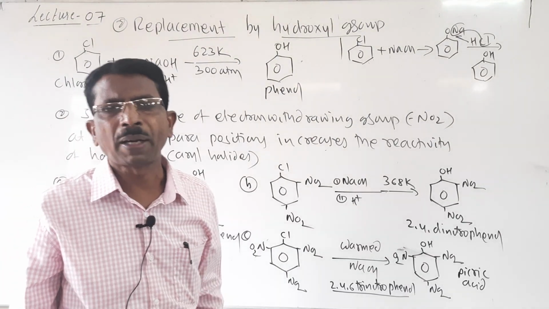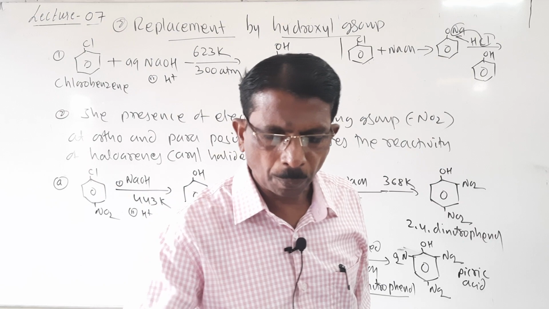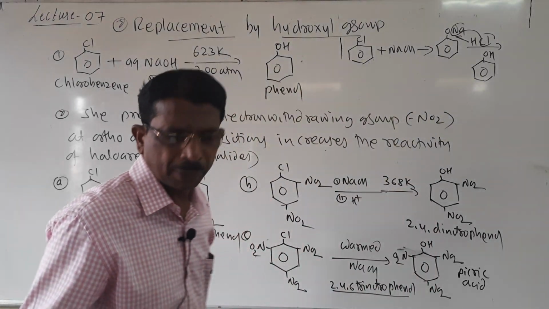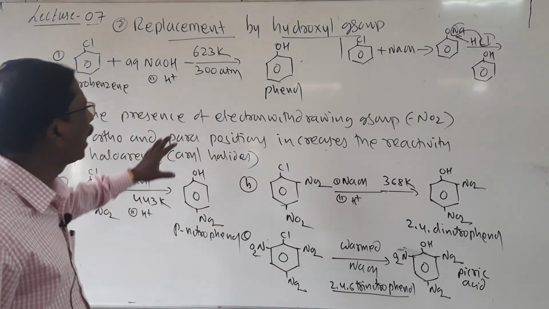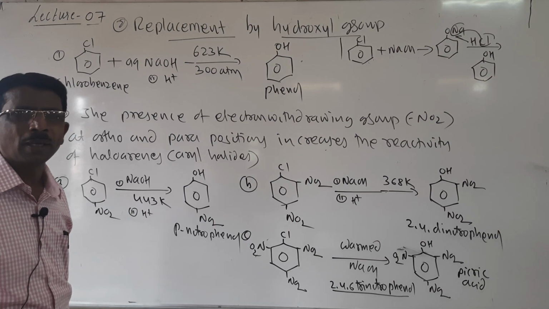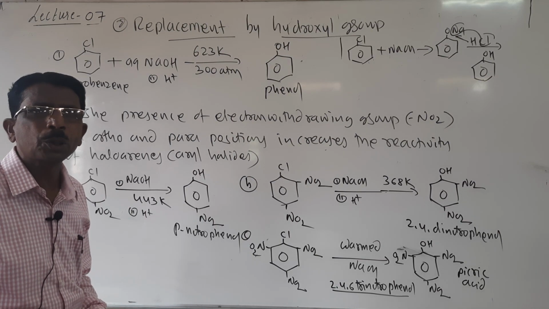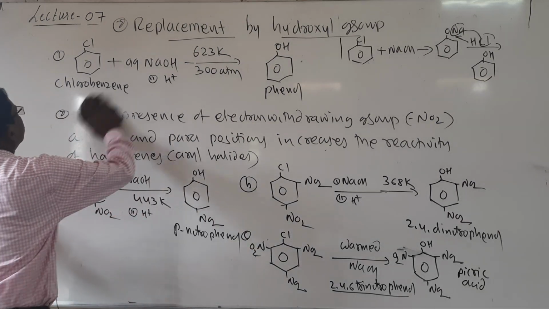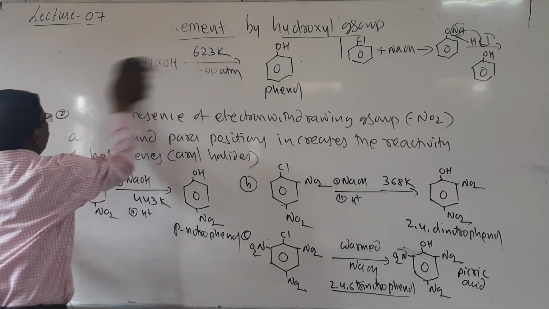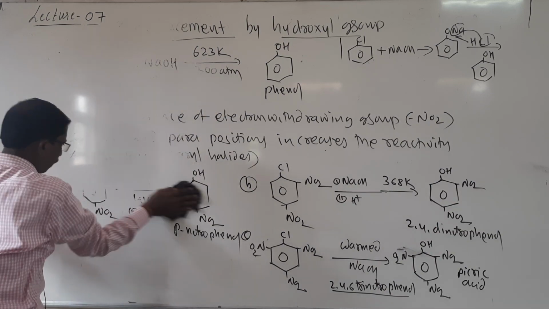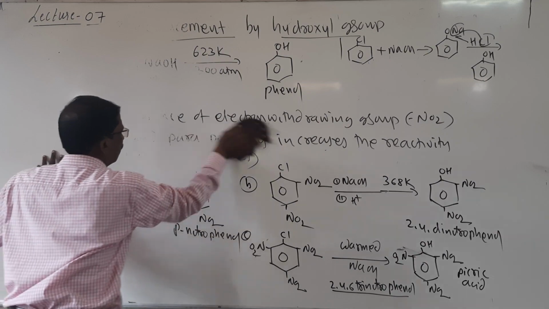So it depends upon the electron withdrawing group. That is how the substitution takes place at the ortho and para positions. Let us see the mechanism of the ortho and para positions. I will give only one example, and the other examples are similar to this.